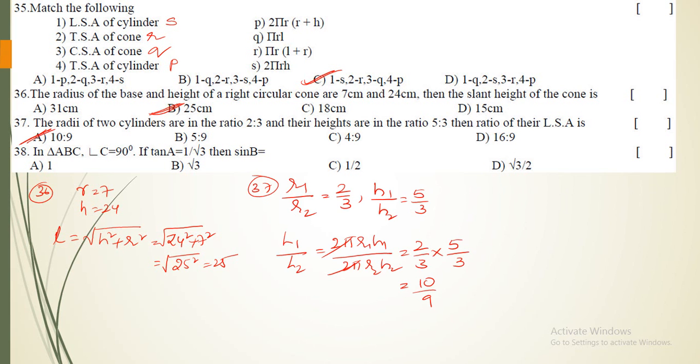In triangle ABC, angle C is equal to 90 degrees. So tan A is equal to 1 by root 3. So tan A is equal to 1 by root 3 means A is equal to 30 degrees. So if A is equal to 30 degrees, automatically B will be equal to 60 degrees. So from this, sin 60 is equal to, so what is the sin 60 value? Root 3/2.